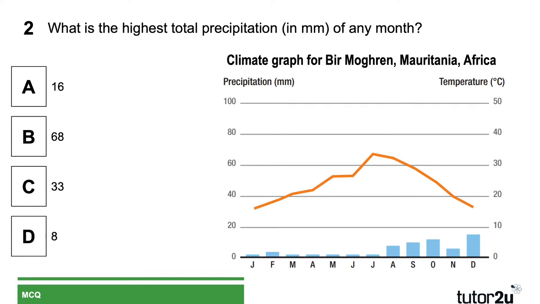Right, question number two. So what is the highest total precipitation in millimetres of any one month? So if you remember what I've just said about how temperature is shown on this graph, have to think about how the rainfall would be represented, or precipitation. Let's pop those in. Okay, can I have a reveal, please? And it's 16 millimetres.